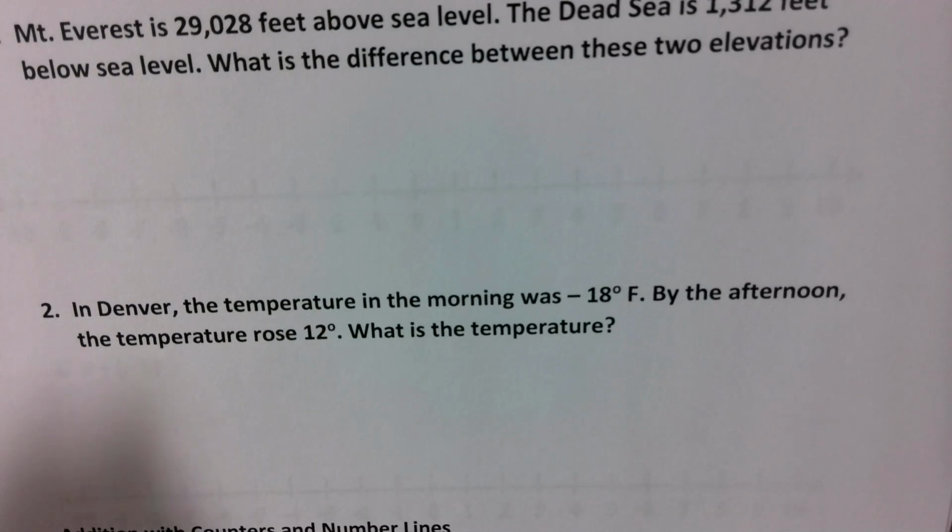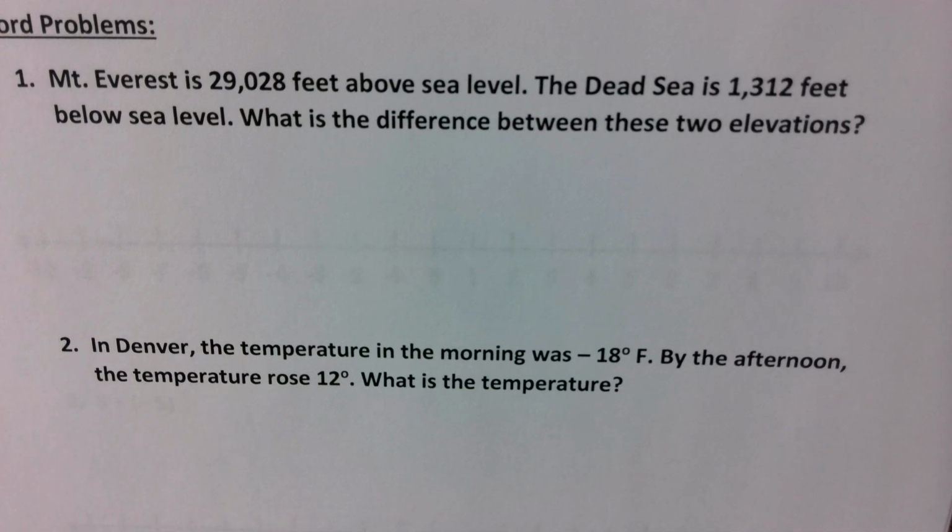So problem number 1, who can tell me what they got as their answer? Sebastian? Okay, anybody get anything different? What'd you get? Okay, 30,340. Anybody get the same thing as him? Okay, so he's correct. It is 30,340.